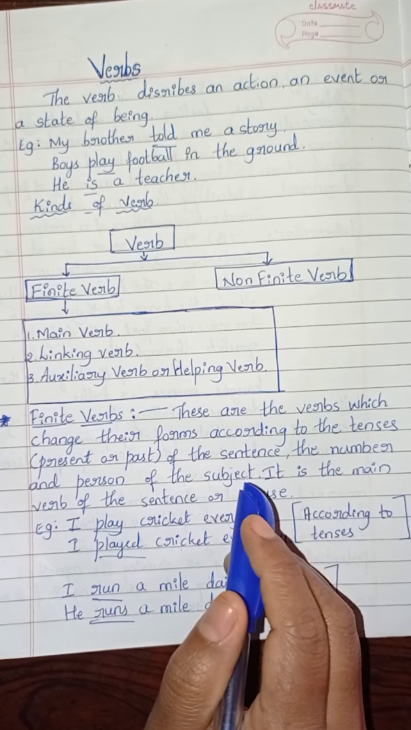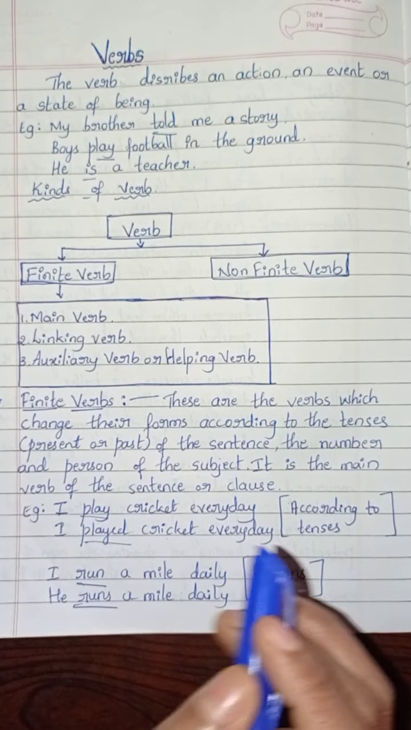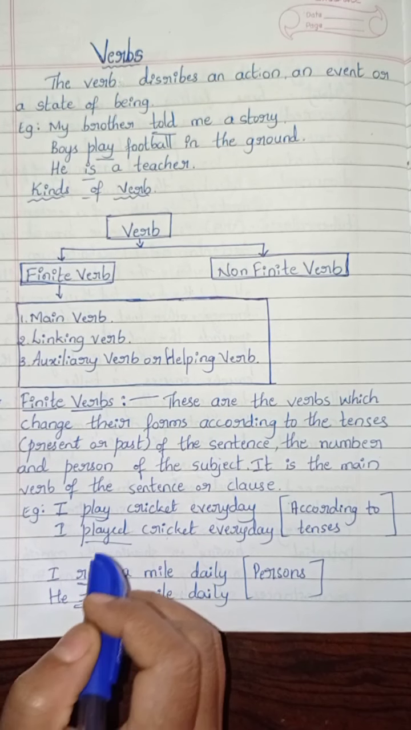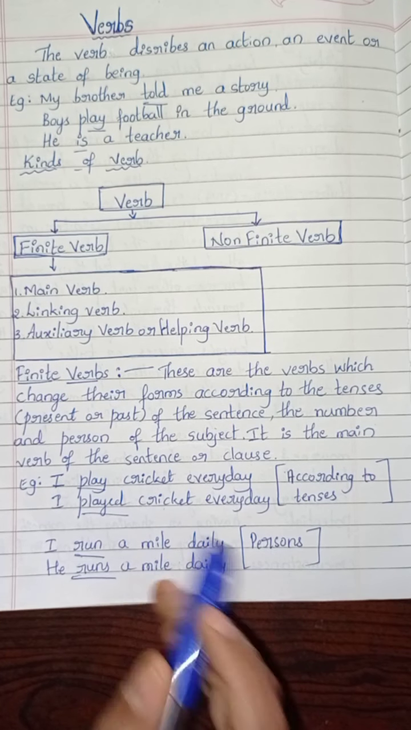These are the 5 forms of verbs which we will use while making perfect, meaningful sentences, students, according to the tenses. Okay, now come to the next point.